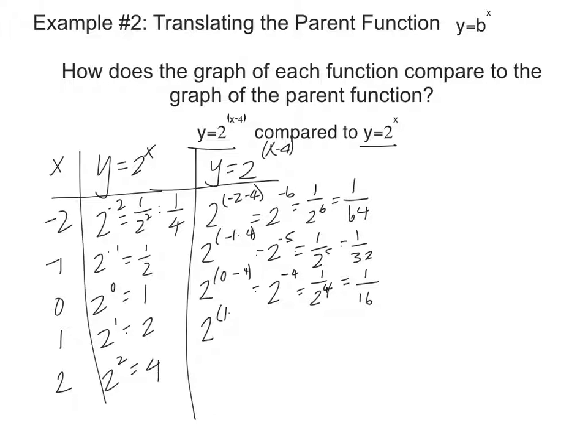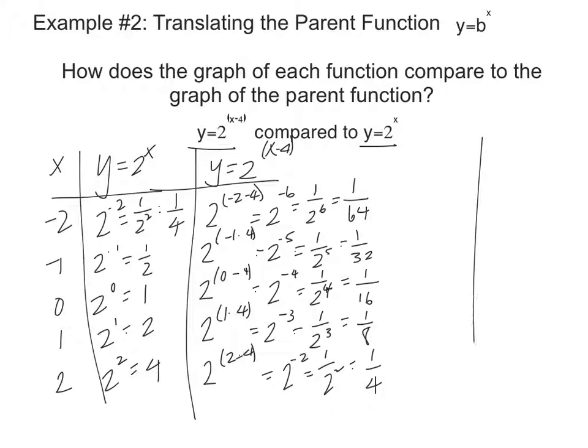2 to the 1 minus 4 is really 2 to the negative 3rd. So that's 1 over 2 cubed, which is 1 over 8. And the last one, 2 to the 2 minus 4 is really 2 to the negative 2, which we know is 1 over 2 squared, or 1/4. Alright, so now we need to graph. So once we graph, we're going to get something that looks similar to this.